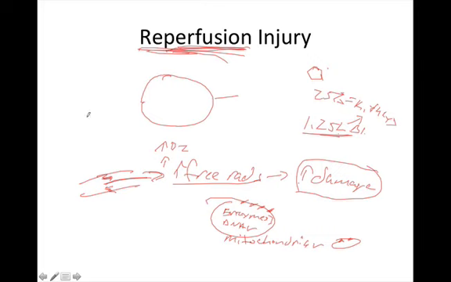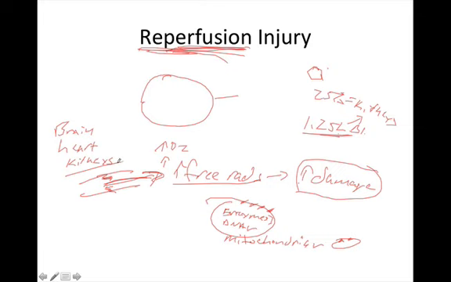So this can potentially be a problem. And the organs that tend to be the most susceptible to this are the brain, the heart, and the kidneys. Now, this doesn't happen every single time we restore blood flow to these tissues, but the chances of it happening are there. Can you really predict this? Not really.